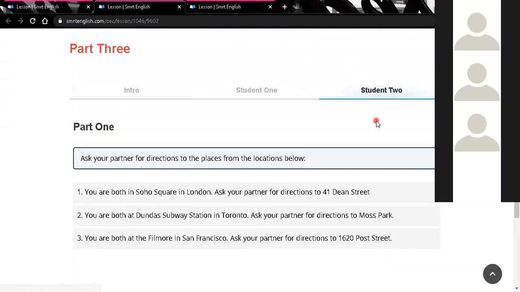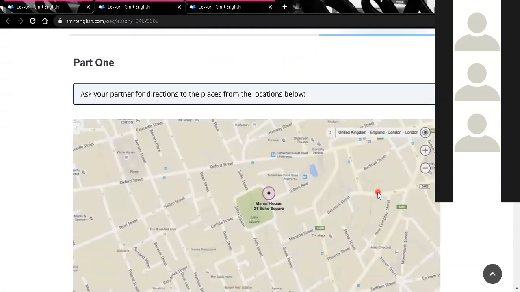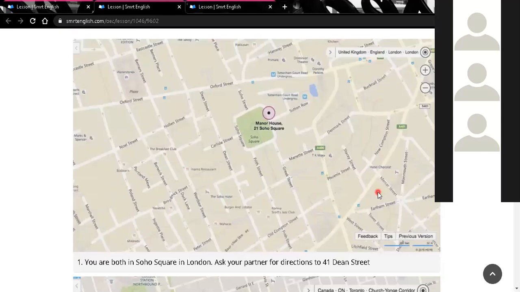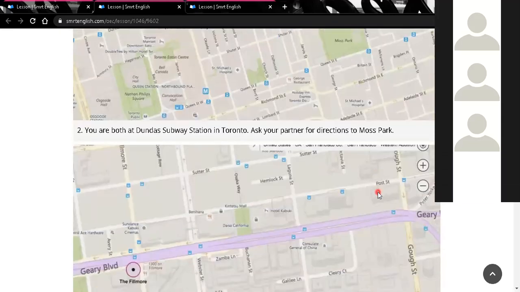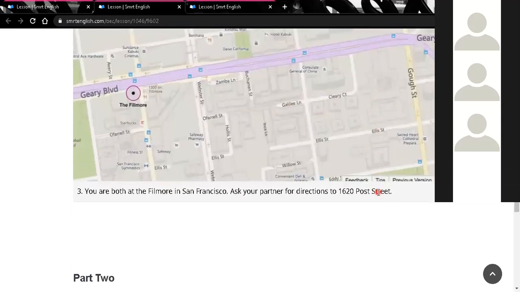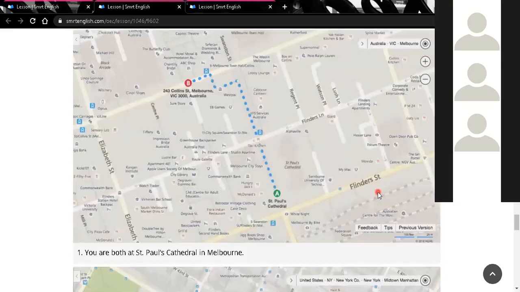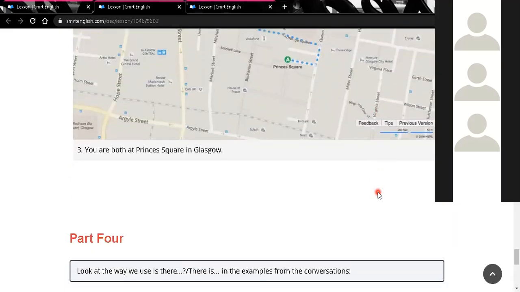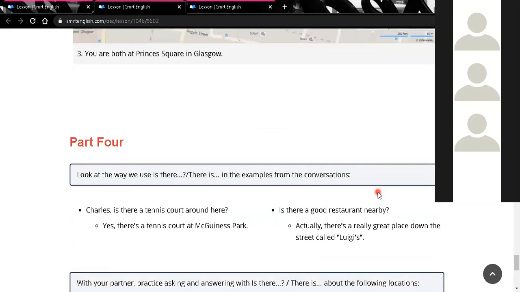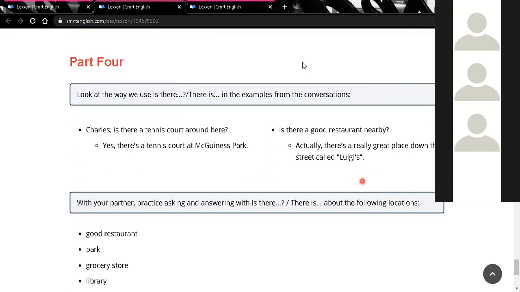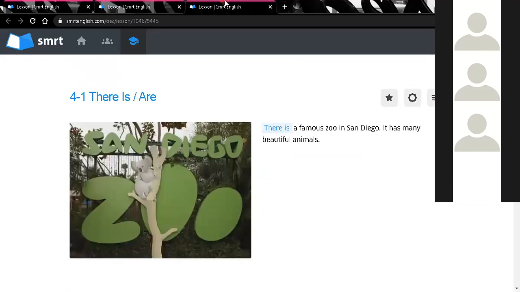Okay, then it says in here. Okay, here we have more practice with that. Let me see how many of them there are because we still have to work. And probably we're going to skip this. If at the end we still have time, we're going to do these exercises, okay? So now let's go here, and it says grammar, there is, there are.